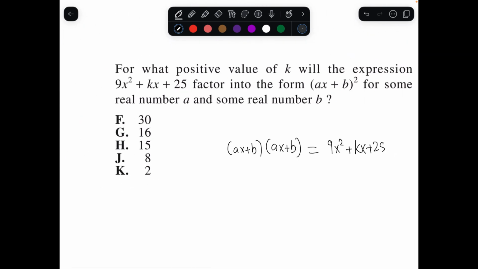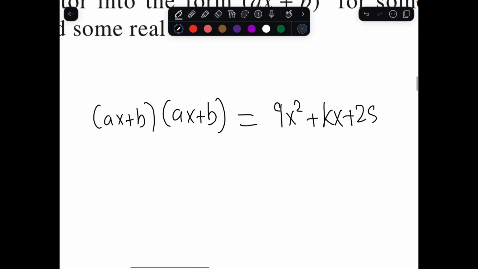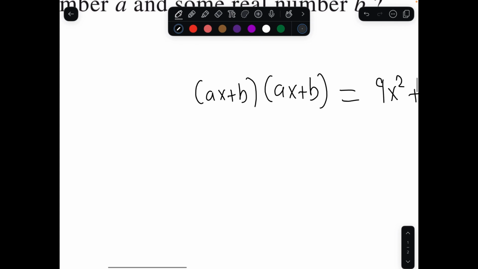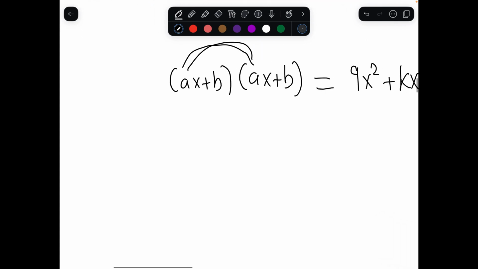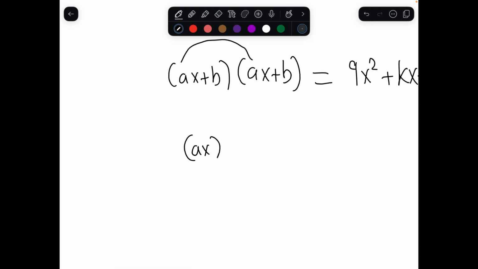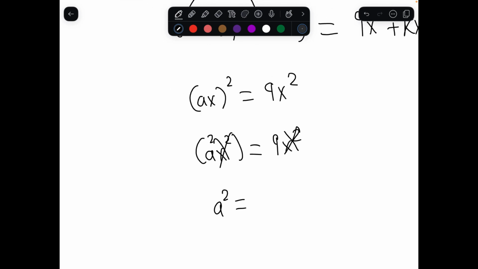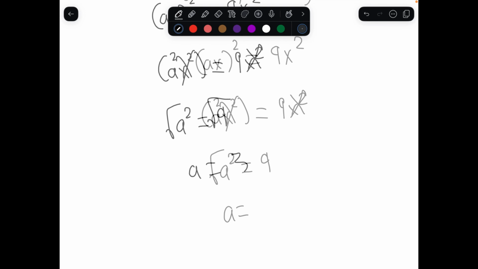So for this problem, the thing to realize is that in order to get 9x squared as a term, using the FOIL method, we know that ax times ax has to equal 9x squared, which means a squared x squared has to equal 9x squared, and we can solve for a. Since x squared is on both sides, we can cross it out. So you get a squared equals 9. And if you solve for a, you get a equals 3.